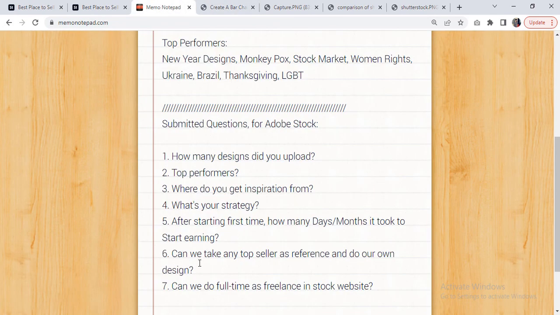Moving on to the next one: can we take any top seller as a reference and do our own design? Yeah, I would advise you to go ahead. Whenever you feel like you should design something related to some particular topic, go ahead, but do not invest too much of your time on it. Just upload a few designs to test the waters, and if you feel like you are getting some results, then you can spend some more time on that particular topic.